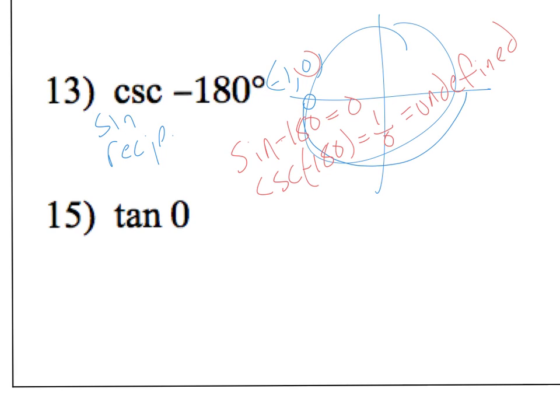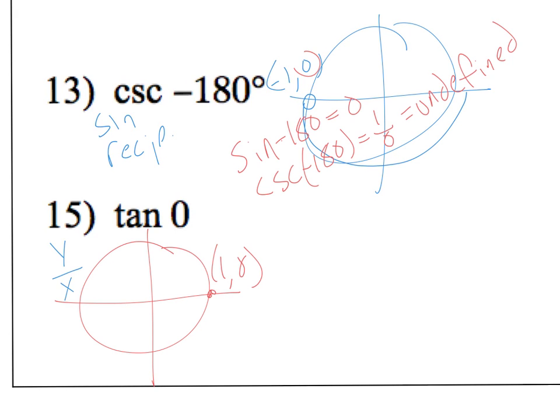15 is going to be tangent of 0. Use the same approach. I'm going to find where this guy is. It happens to be here. We know that tangent is the y divided by the x in terms of coordinates. In other words, 0 divided by 1, which is 0. So tangent of 0 is 0.